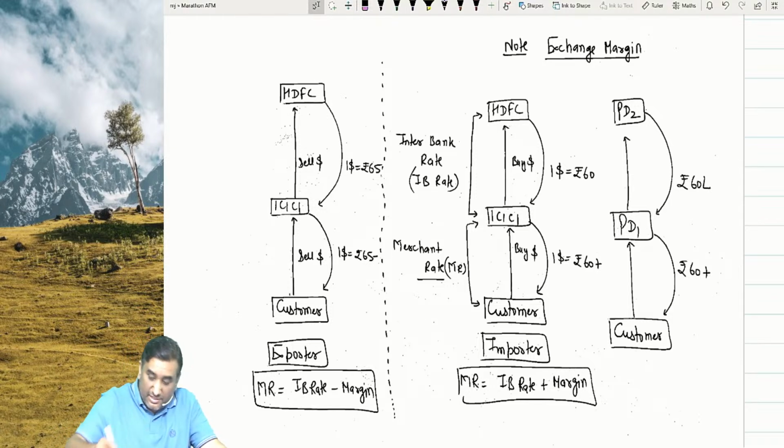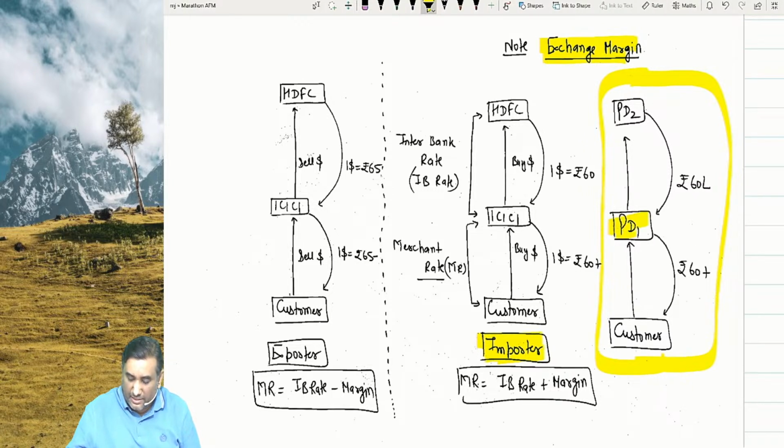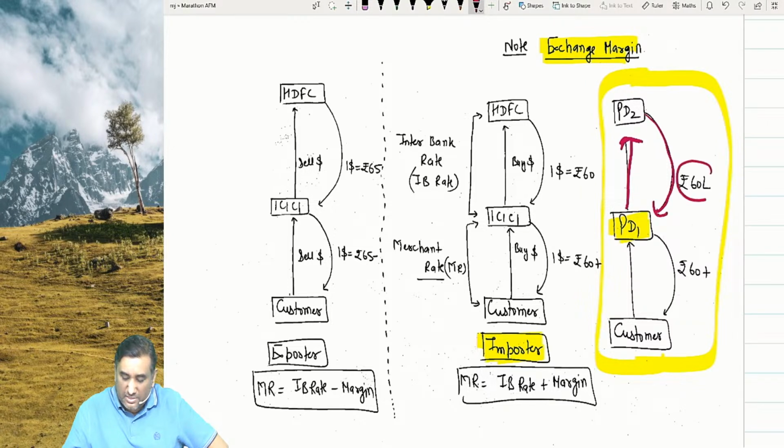It says exchange margin. Let's suppose I am just taking an importer's case here, and I have taken some numbers to make you understand. If a customer goes to property dealer 1 and says I want to buy a property, property dealer 1 will call up property dealer 2. Property dealer 2 tells property dealer 1, I'll give you at 60 lakh. So dealer 1, when he is quoting a rate to the customer, he will quote at 60 lakh plus.